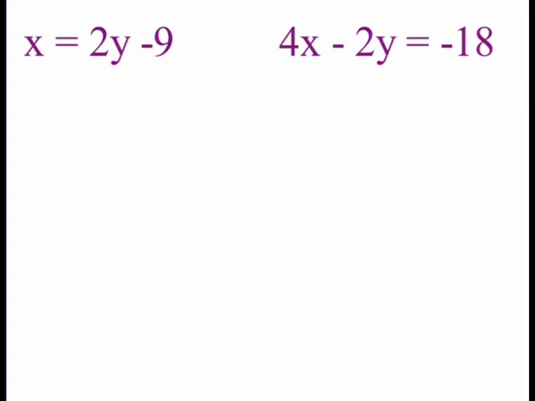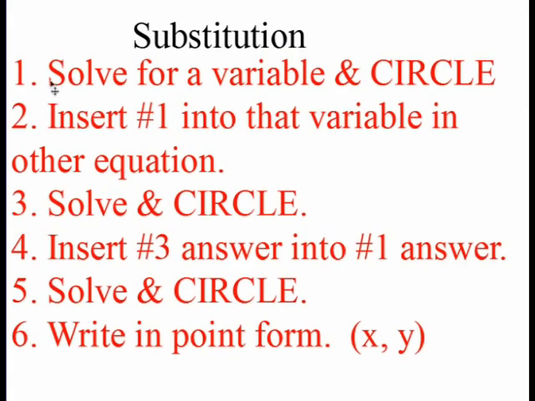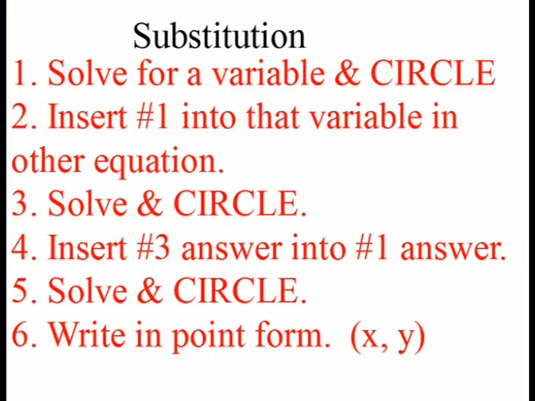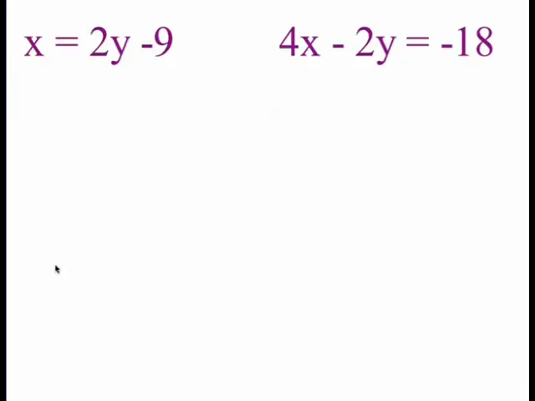So let's take this first example right here. We have x equals 2y minus 9, and 4x minus 2y is negative 18. So looking back to our steps, step 1 is solve for a variable and circle. Now, oh, there's the good-looking guy again. So solve for a variable and circle.